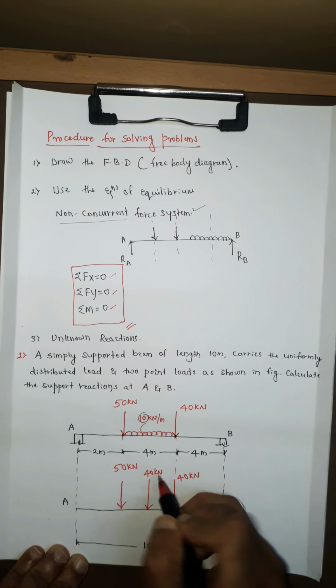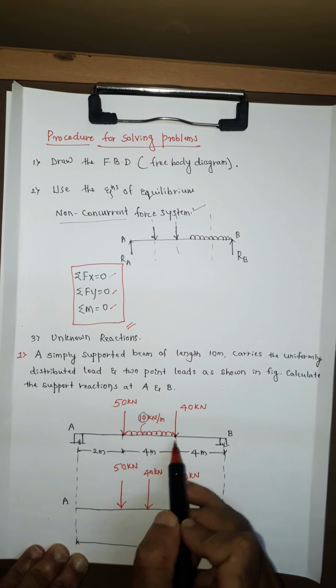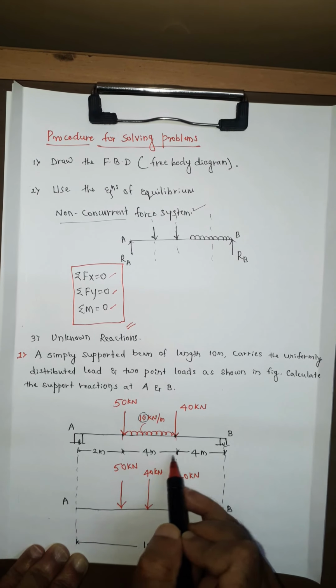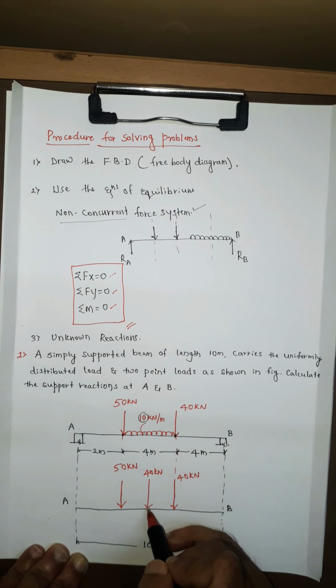So what you have to do? First see the intensity and see how much length it is acting. So it is 10 into 4, it is 40. So 40 kilonewton is the point load.